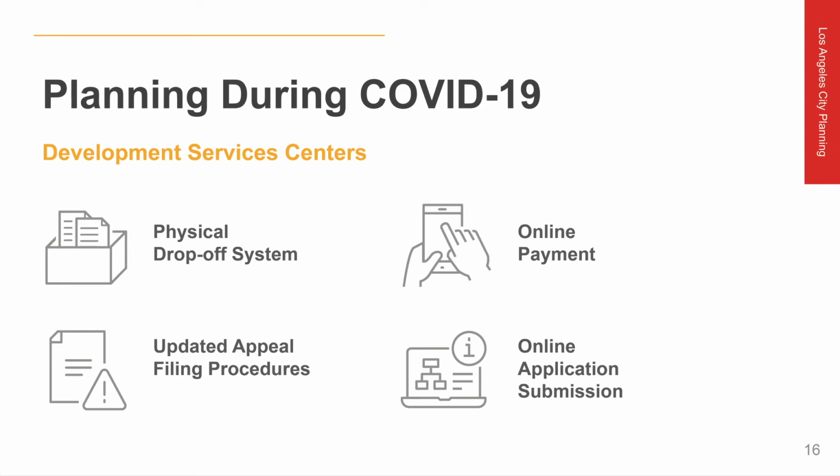COVID-19 has altered our day-to-day lives and cast a spotlight on the importance of maintaining a sense of community as Angelenos. At the citywide level, we've taken measures to protect everyone's health and safety, from the residents and business owners who frequent the public counter to our dedicated staff. While some of the measures named on this slide are intended to be temporary, they demonstrate how city planning has been able to put the health and safety of Angelenos first, while continuing to provide important services.